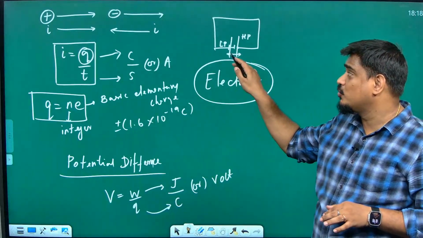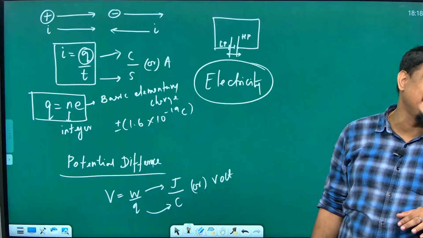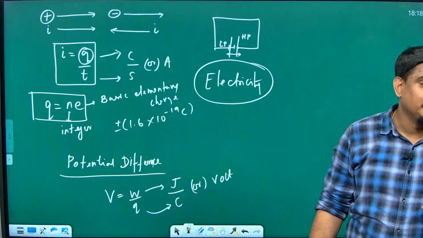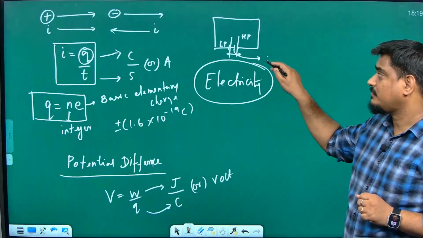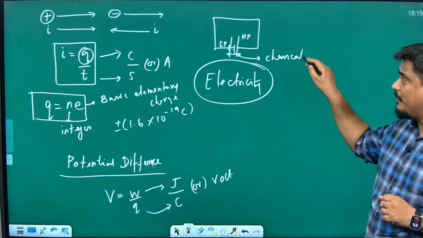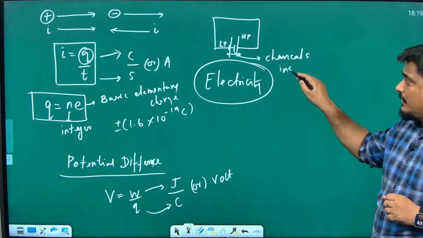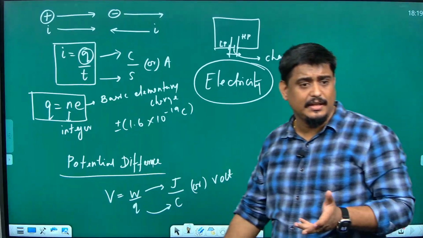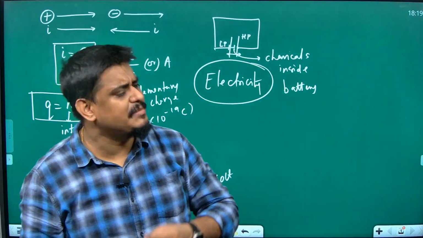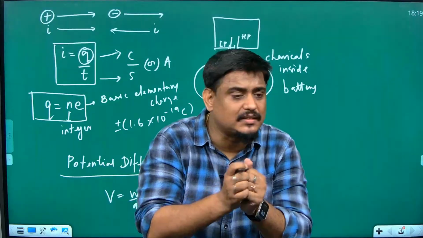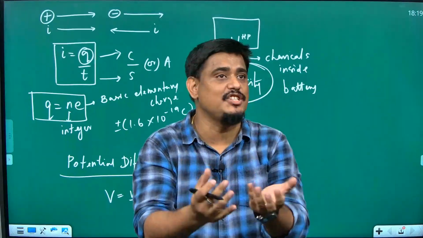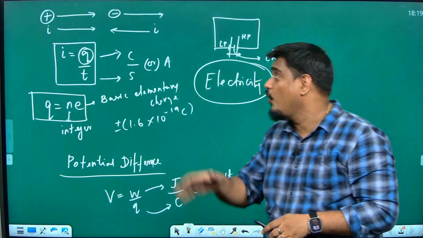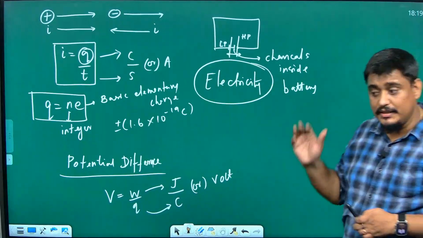If you want the charge to move from lower potential to higher potential, what do we need? We need some energy. Who gives that energy? Chemicals inside the battery. So remember that when you buy a battery, it is made up of some chemicals. It can be lithium ion battery, it can be nickel cadmium battery, it can be some other chemicals also. So these chemicals react and create chemical energy, and this chemical energy only is pushing the charges from lower potential to higher potential. See, this is a very deep concept.